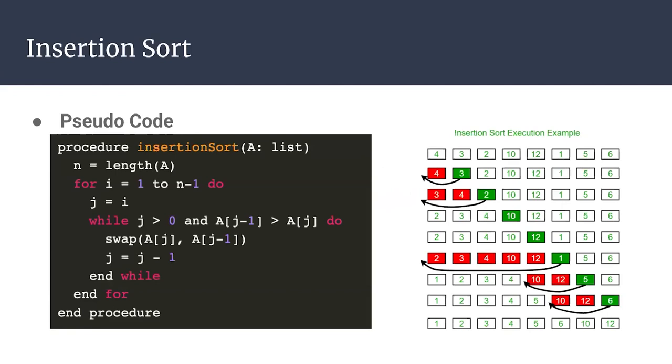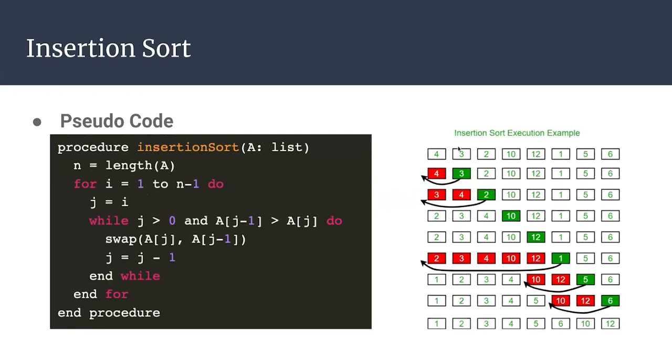So for insertion sort, you'll have a procedure, insertion sort. n is the length of the array. You'll be starting from i equals 1 to n minus 1. n minus 1 is the last element, right? So from the first element till the last element.